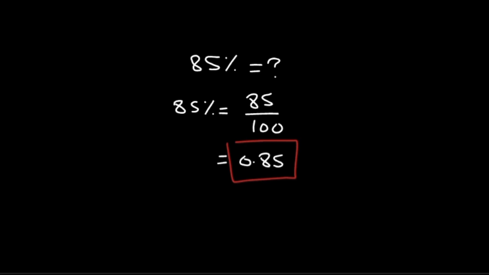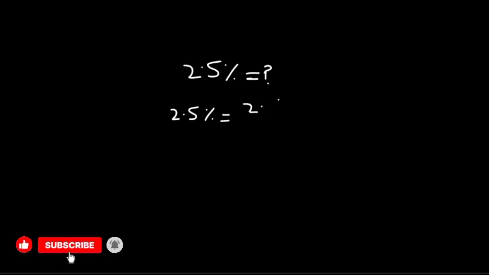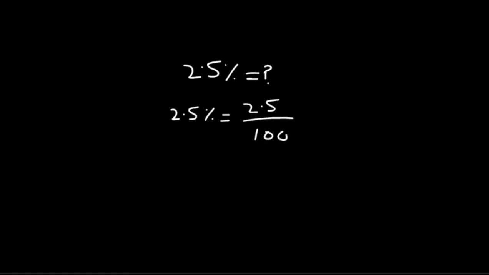Now we take another example. 2.5%. So 2.5% is 2.5 over 100. So now we divide 2.5 by 100.